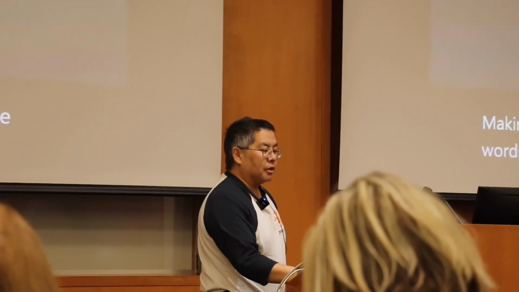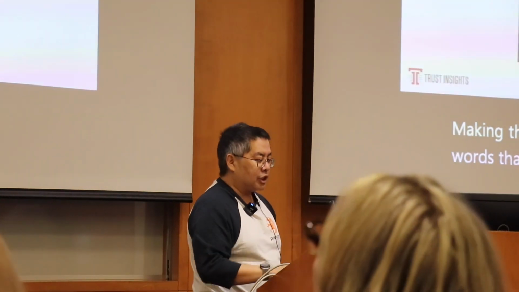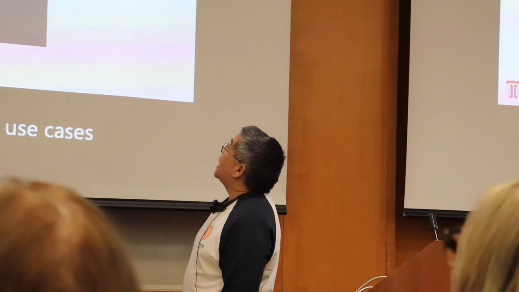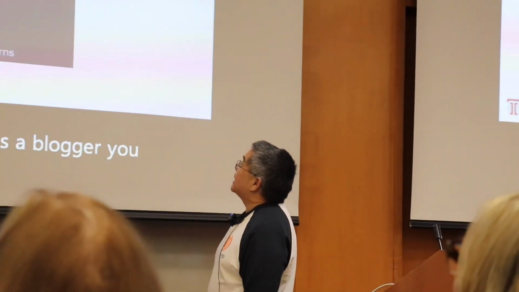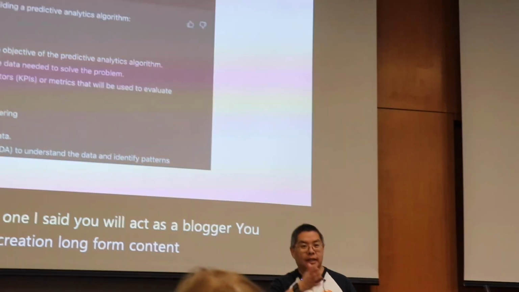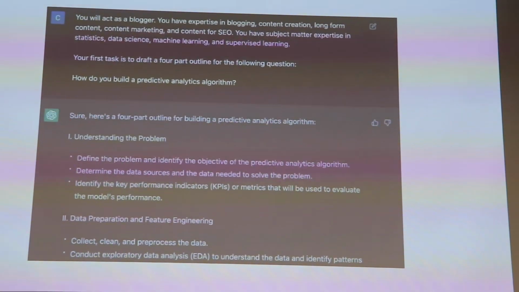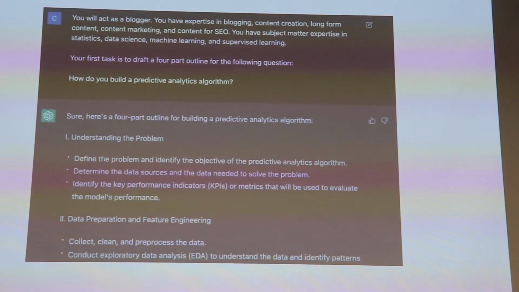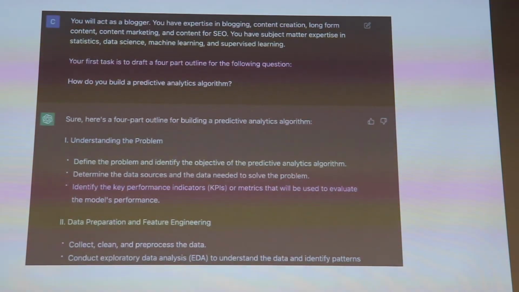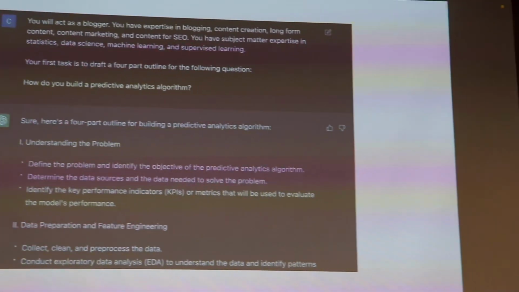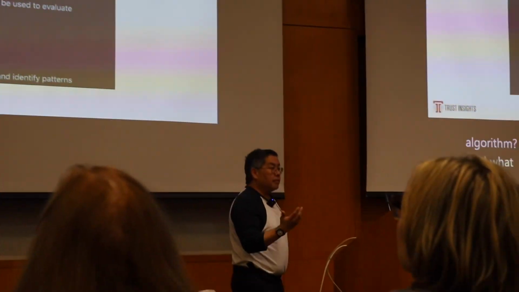So let's take a look at a couple of use cases, some abridged use cases. This is one where I said, "You will act as a blogger. You have expertise in blogging, content creation, long-form content, content marketing, and content for SEO." Again, guardrails. I'm trying to tell it what to focus on. "You have subject matter expertise in statistics, data science, machine learning, and supervised learning. Your first task is to draft a 4-part outline for the following question. How do you build a predictive analytics algorithm?" And what it spits out is credible.